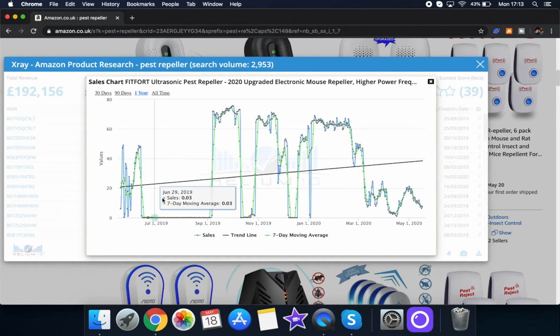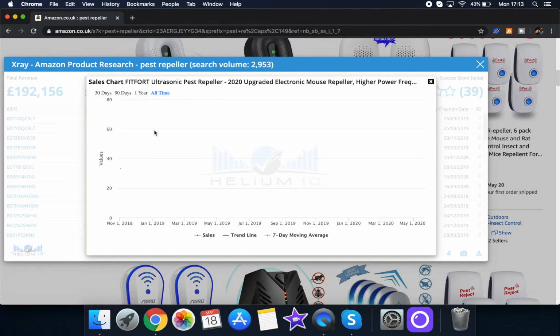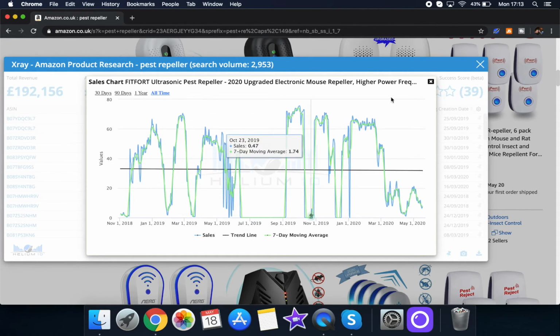We have these times as well, which most likely means that the product was out of stock, and then it jumped back up in sales, and then it went down. But as you can see, over the last year, the trend for this particular product overall is moving higher. Which is also a very good information tool. Also, all time, pretty much the same thing as well.